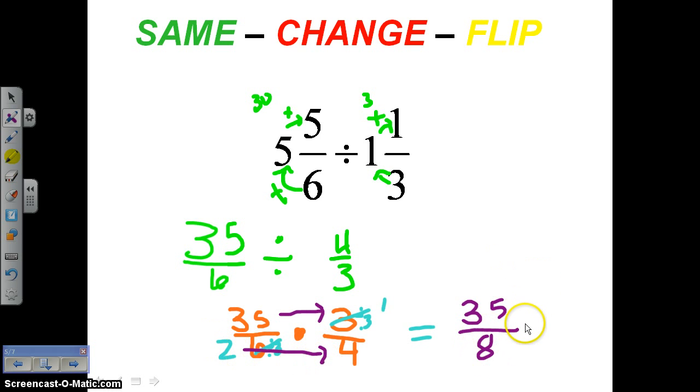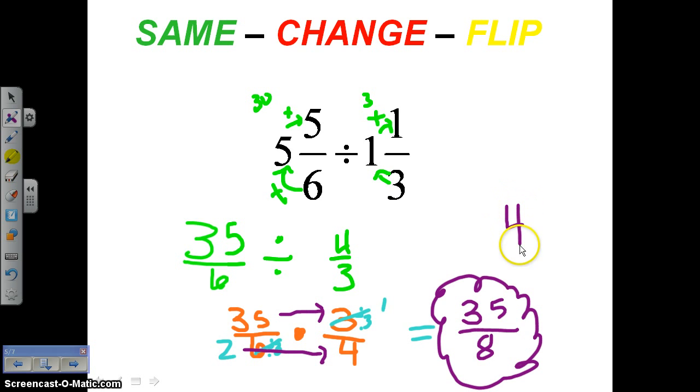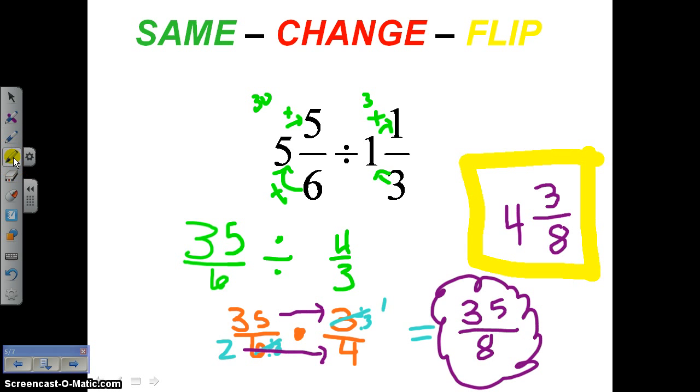I have 35/8. I need to change this now back into a mixed number. Okay, how many times does 8 go into 35? 8 goes into 35 4 times, because 8 times 4 is 32. And then I take the 32 away from the 35. That leaves me with 3. My denominator never changes. My answer to this problem is 4 3/8.